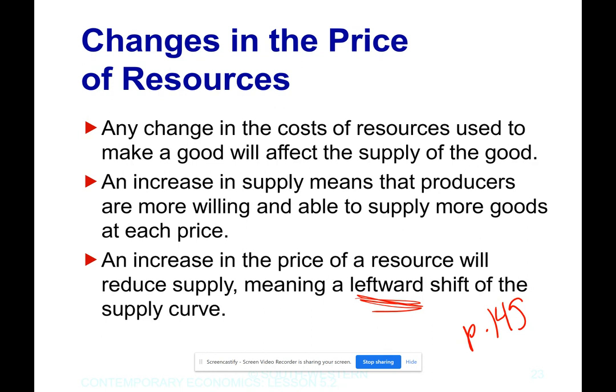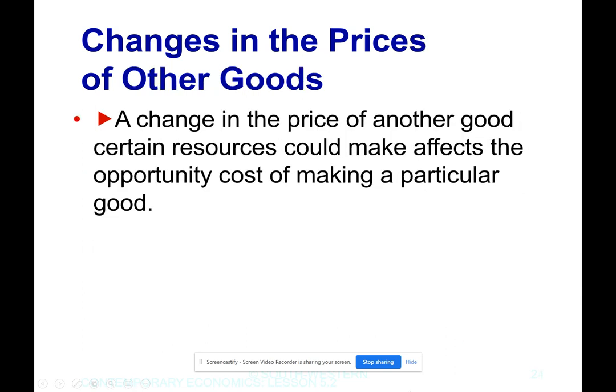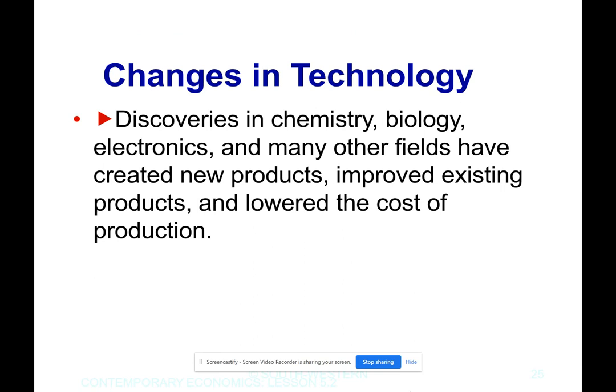Right. And like I said, with the mozzarella cheese, say that the price of cheese does drop, you can make more pizzas because that's money that you're saving that you usually would spend on cheese, but you can put it towards production. Okay, a change in the price of another good certain resources can make affects the opportunity cost of making a particular good.